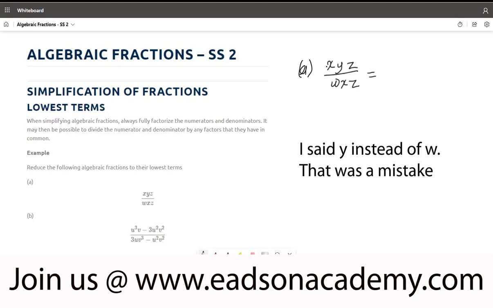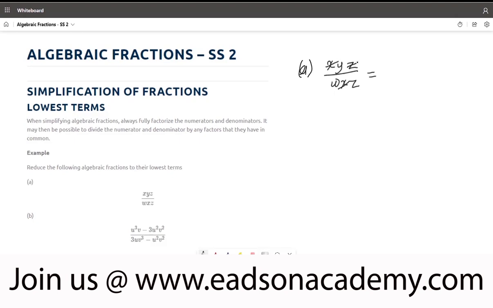In the numerator we have x here, and we also have it there in the denominator. You have z here, and you have it here also in the denominator. So both of them divide out. x divided by x is 1. z divided by z is 1. And 1 times y is y, and 1 times w is w. So this fraction in its lowest term is y over w.